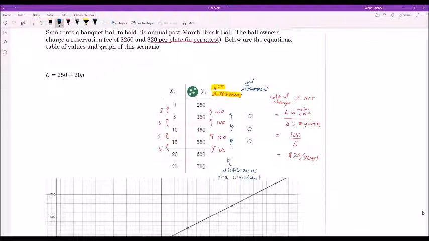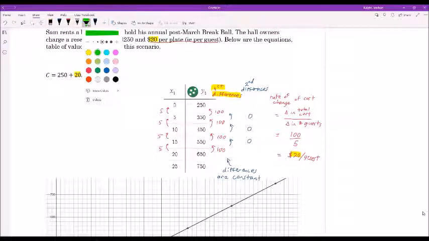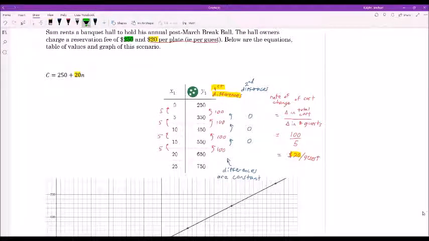Okay, we matched the $20 per plate, the rate of change of total cost, to the coefficient of the variable term. And of course, then we also have the constant term of 250, which is just the constant in the equation.